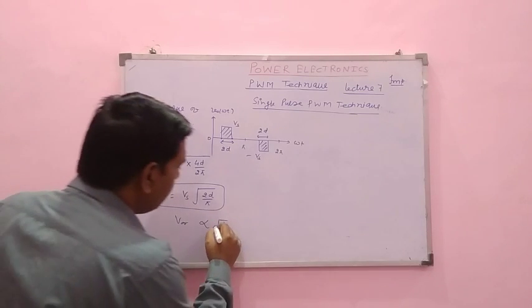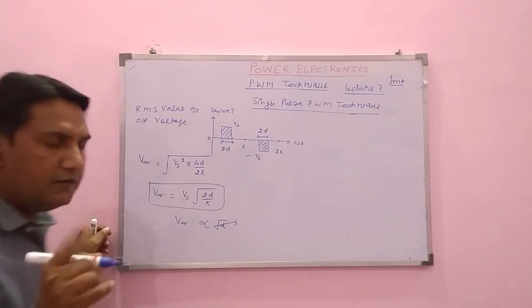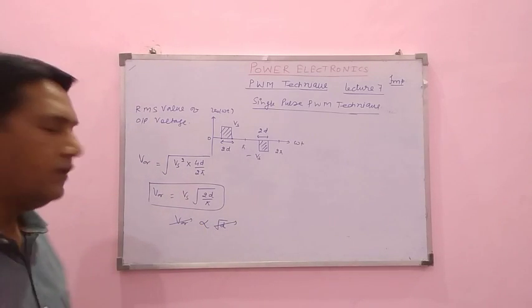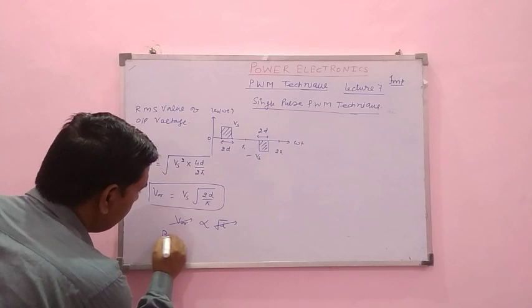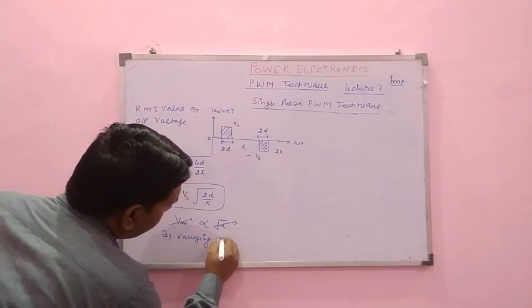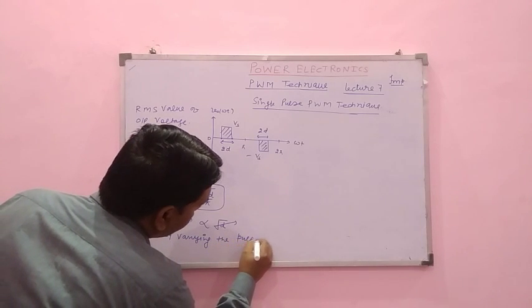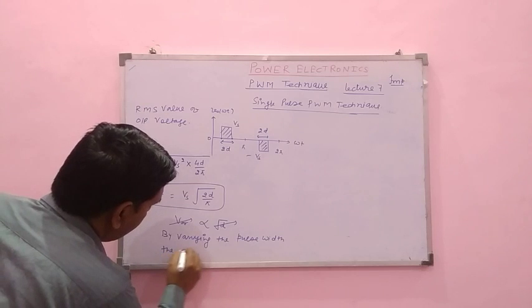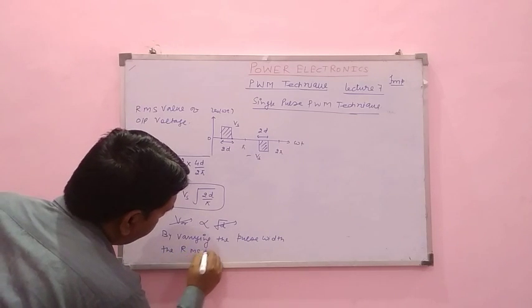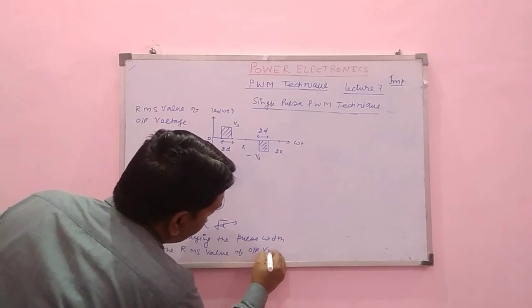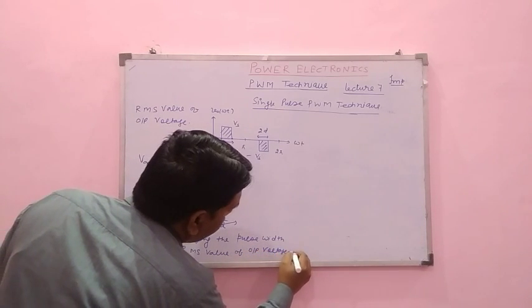So we can vary this root d. We can vary the pulse width. So the output RMS voltage will vary. So by varying the pulse width, the RMS value of output voltage is varied.